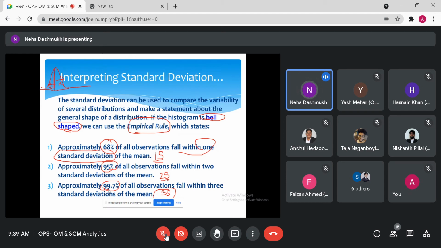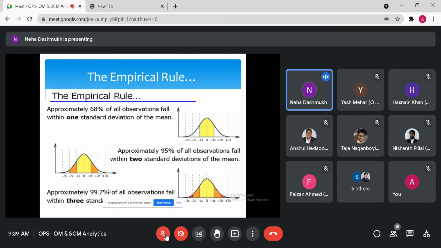Suppose let's discuss one example. This is the diagram. This is one standard deviation. Check whether the range is between 1s. If it is between 1s, then 68% of all the observations fall between this range, right? If it is 2s, then 95% of observations fall between this range. If it is 3s, 99% of all the observations fall between this range, right? Is this clear?